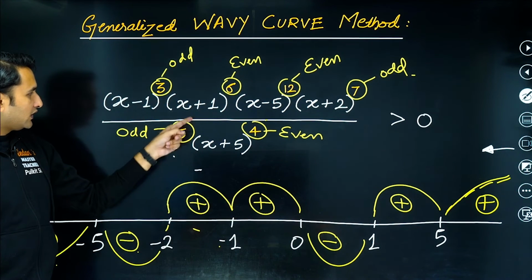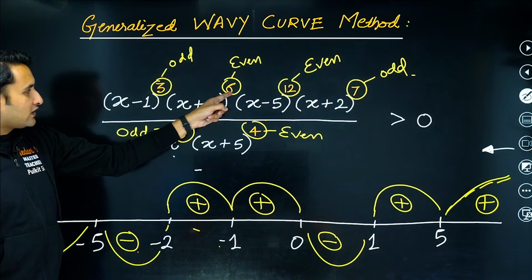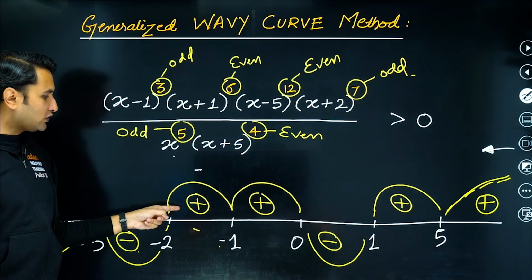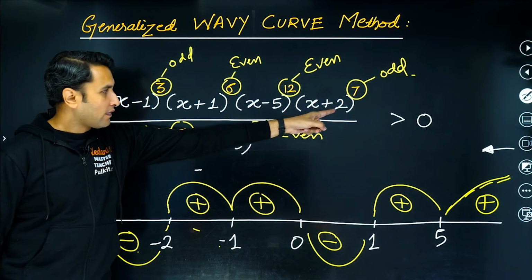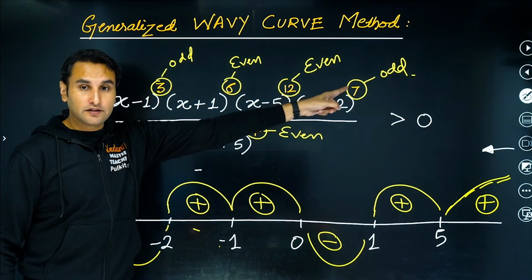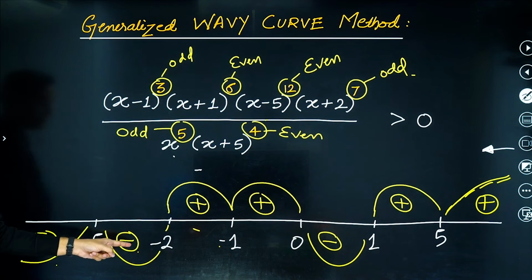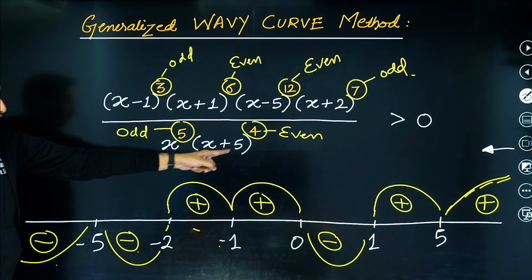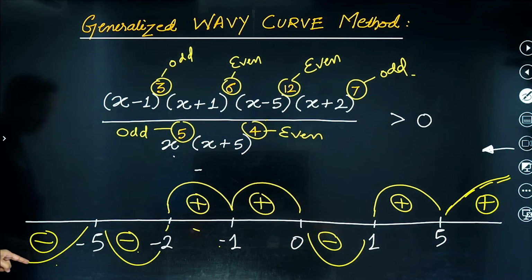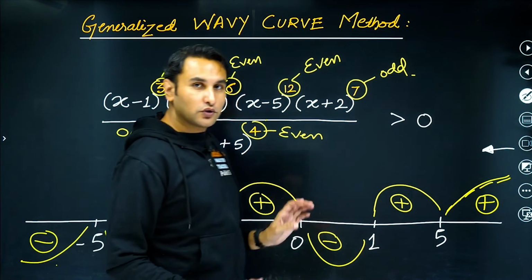Minus 1. x plus 1. Power even. Continue the sign. Minus 2. Power odd. Change the sign. Plus becomes minus. Next station minus 5. x plus 5. Power even. Continue the sign. Simple. That's it. So this is the wavy curve.